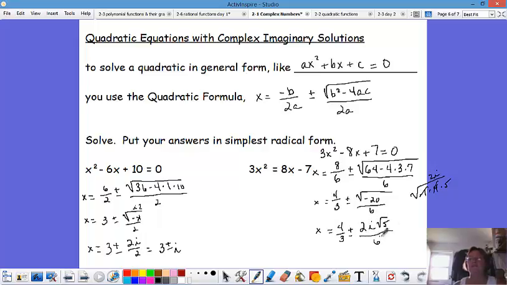The only thing that could make this better is doing that little reduction right there. So in simplest radical form, our answers are 4/3 plus or minus i times the root of 5 over 3. 2 goes into itself once, 2 goes into 6 3 times. So here are our final answers, 2 of them because we have a quadratic. So everything works out fine in number land today.